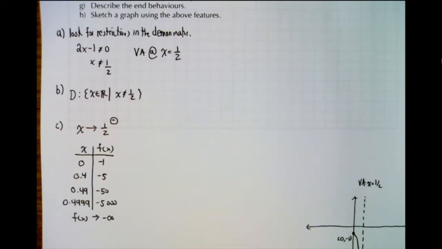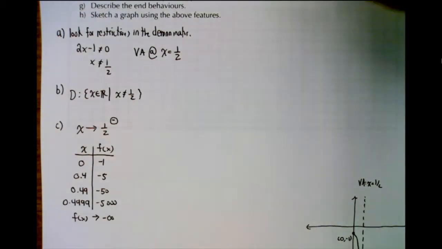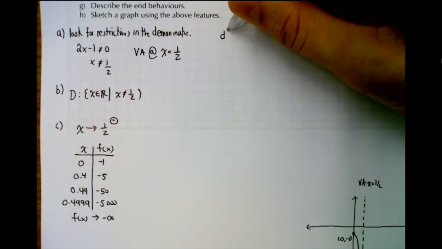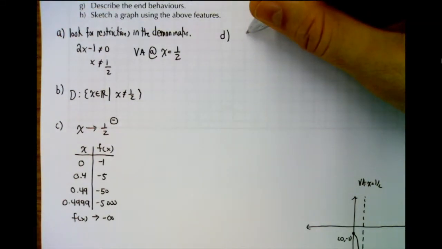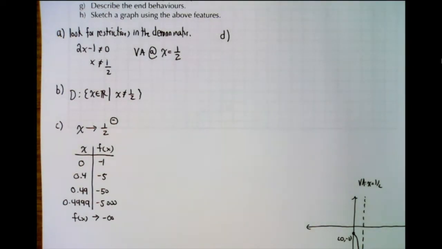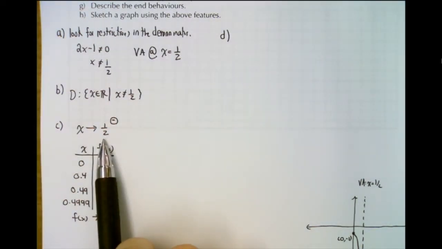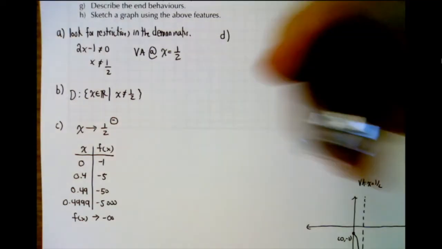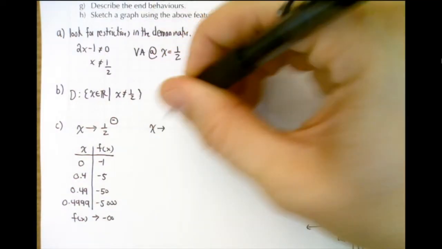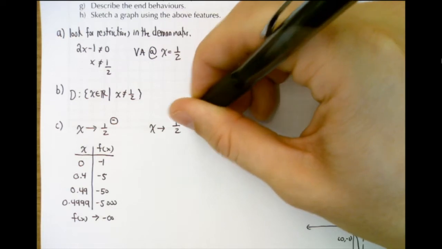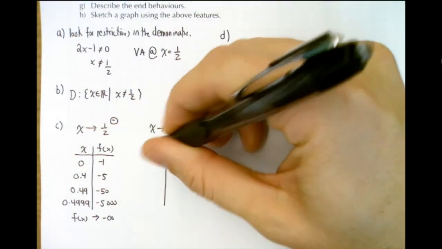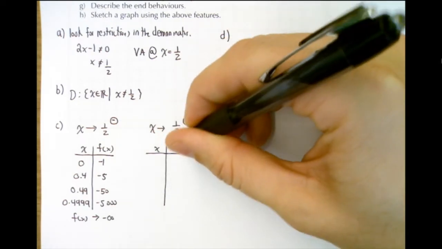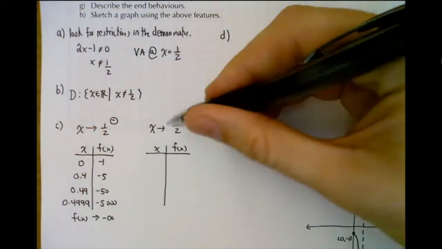Okay. Part D. D says determine the horizontal asymptote. I said the horizontal asymptote is going to be 0 in the last video. Here's why. I skipped a part: we only approached from one side of the asymptote. Let's see what happens as we approach from the other side. As x approaches a half from the positive side, we do a similar analysis. We pick some x values and see what the function's doing. This time we're going to pick x values bigger than a half.